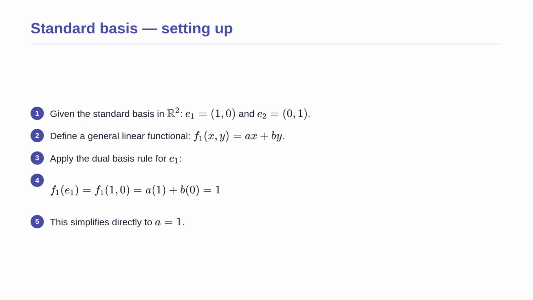Before we move on to other properties, let us see this defining rule in action with a concrete example. We will start with the simplest scenario, the standard two-dimensional plane. We are given the standard basis vectors e1 and e2, and we want to find the first dual functional, f1. We assume a general form, a times x plus b times y. We force it to obey the dual basis rule. It must output 1 when fed e1. Plugging in 1 for x and 0 for y, the b term disappears, and we immediately find that a equals 1.